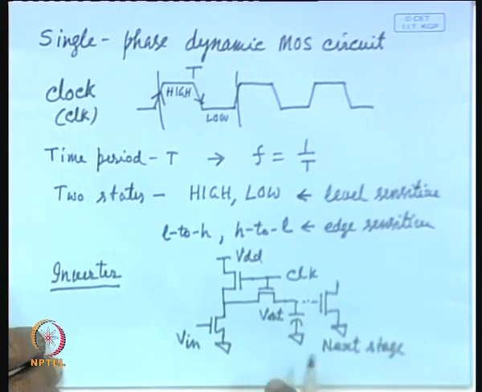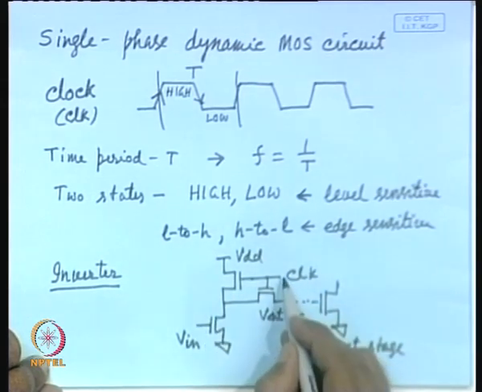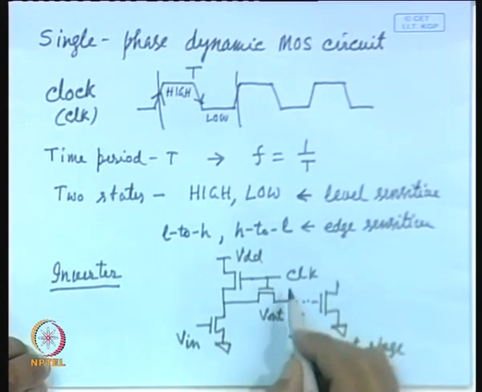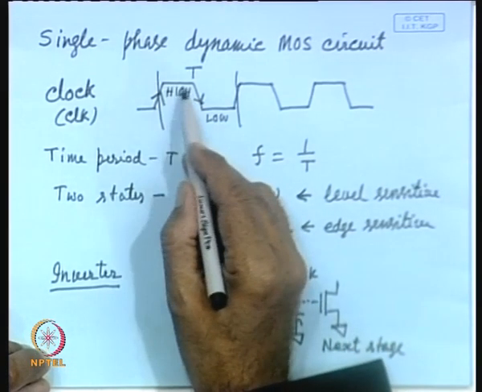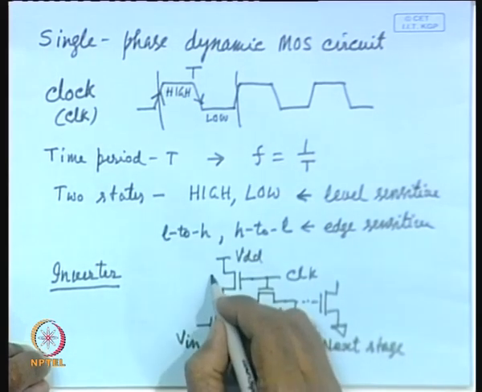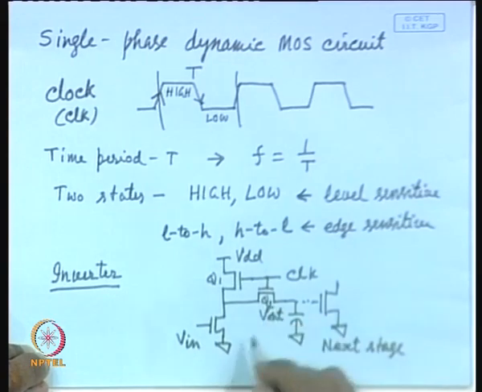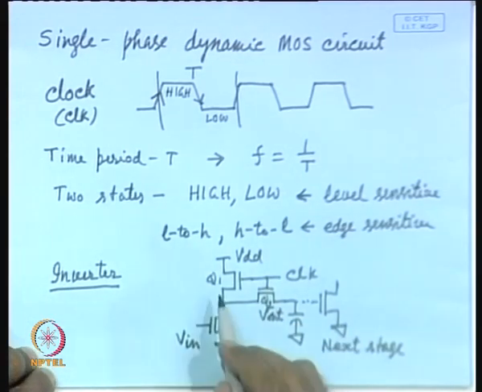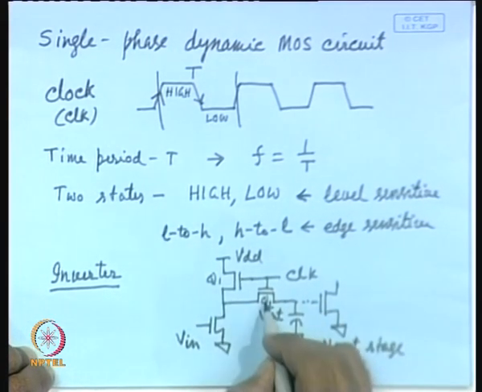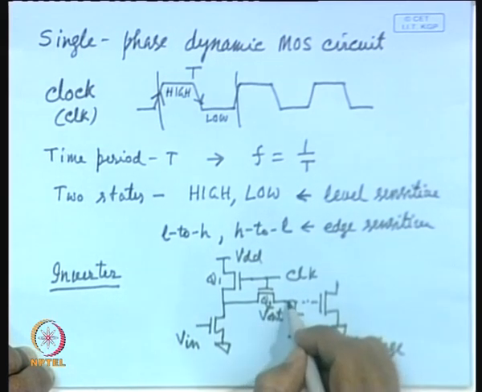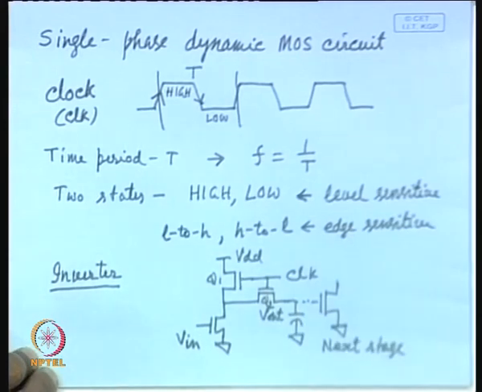How does it work? Based on the single phase clock, you have applied a clock here, and you have applied input here, and you are taking the output from here. How does it work? When this clock is high, these transistors Q1 and Q2 both are on. So, when the clock is high, both the transistors are on, and as a consequence, what will happen? What will you get at the output?